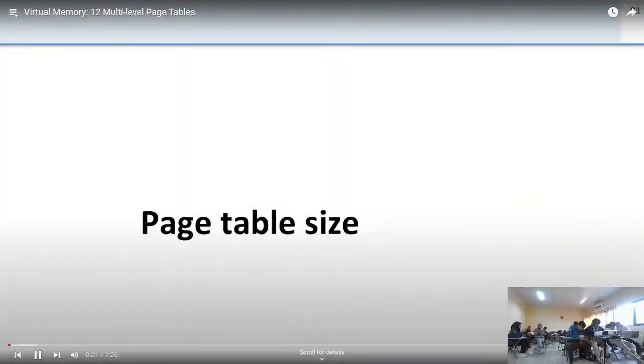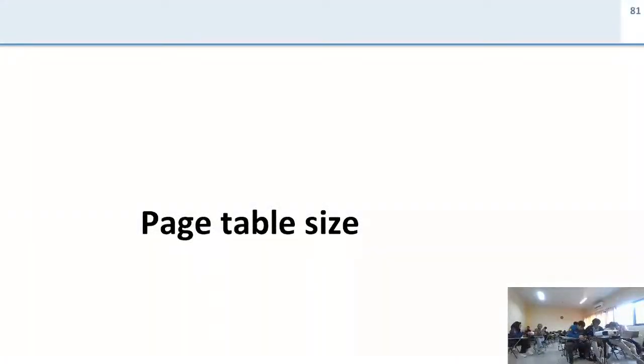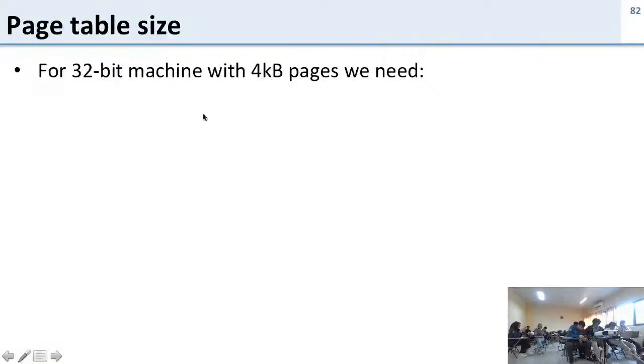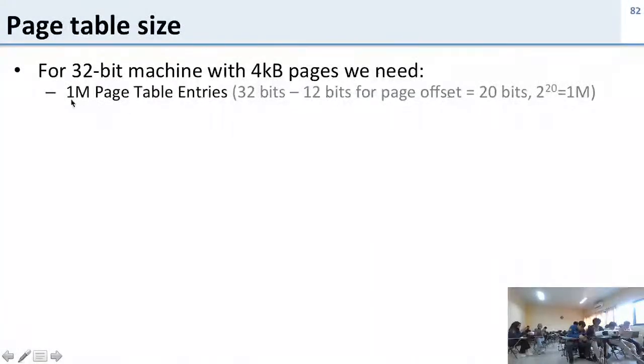Let's talk a little bit about the size of the page table. This is important because we've mentioned that we need 1 million entries for our 32-bit page table, and they're going to take up a fair amount of memory. So for a 32-bit machine with 4 kilobyte pages, which is what we've been talking about as the default, we need 1 million page table entries. We figured this out: we have 32 bits, but we have 12 bits of page offset, so we have 20 bits of address we need to translate, so 2 to the 20 is 1 million page entries.